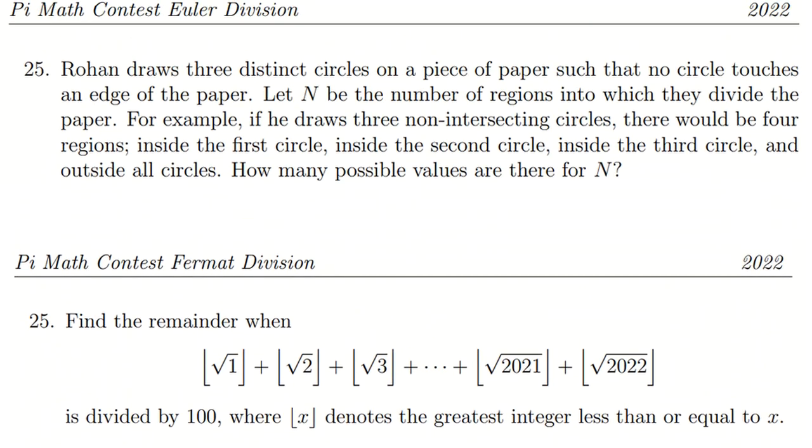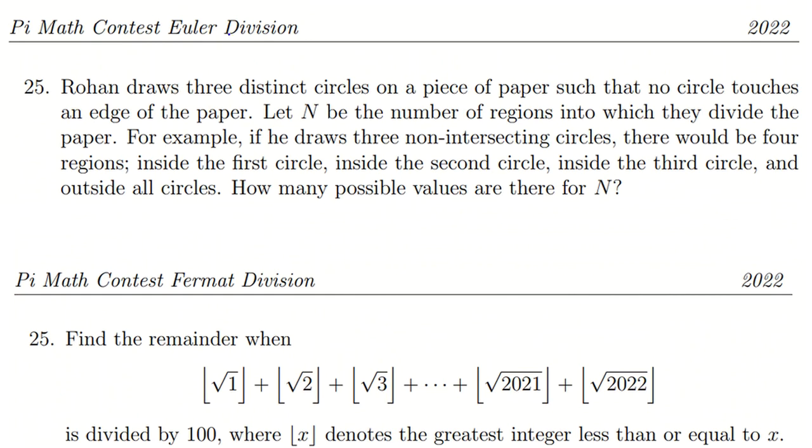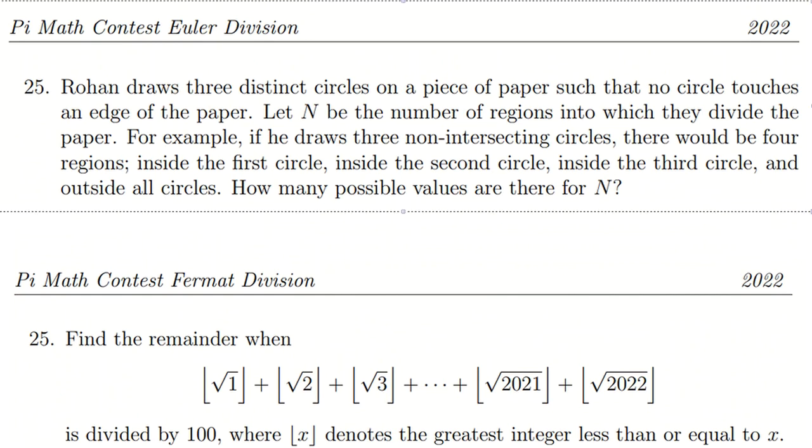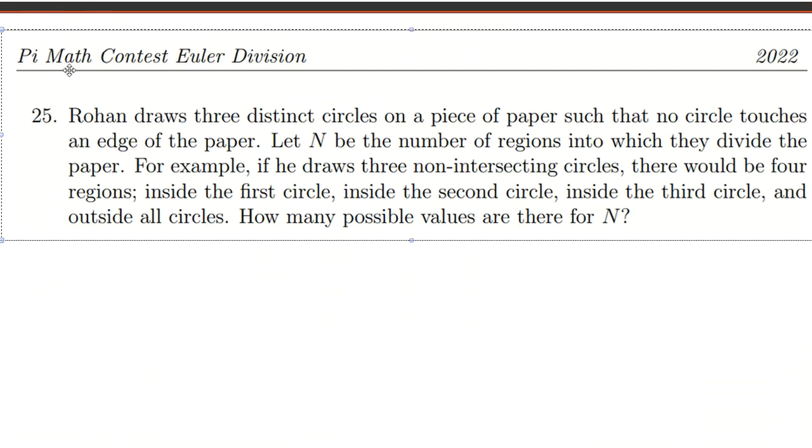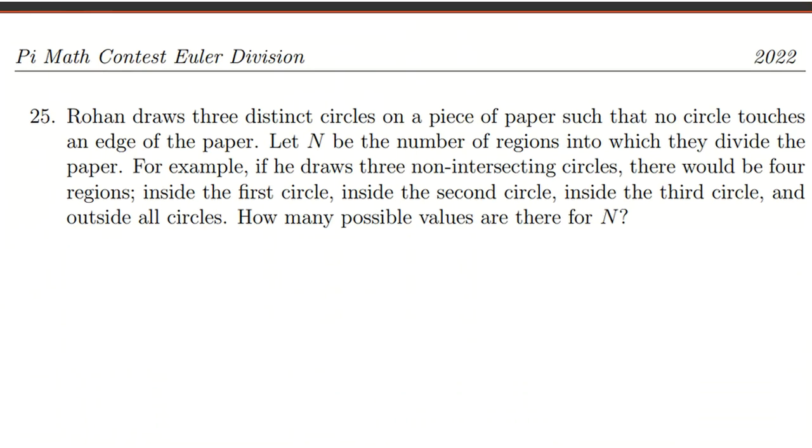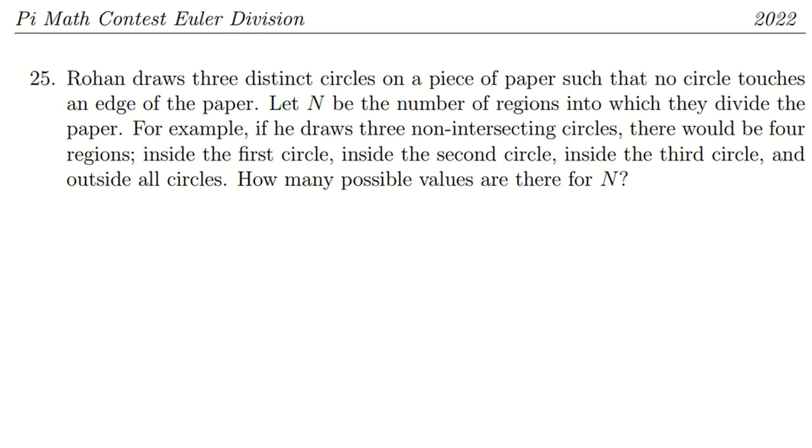Let's start with the Euler division. Okay, let's copy and paste it here. Let's read the problem. It says Rohan draws three distinct circles on a piece of paper such that no circle touches an edge of the paper. Let n be the number of regions into which they divide the paper.